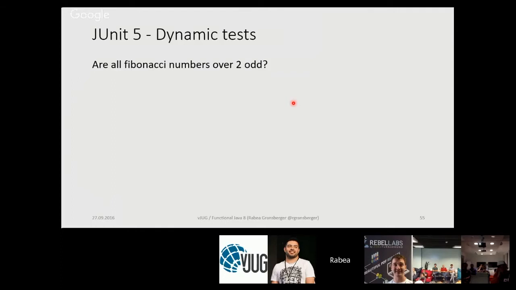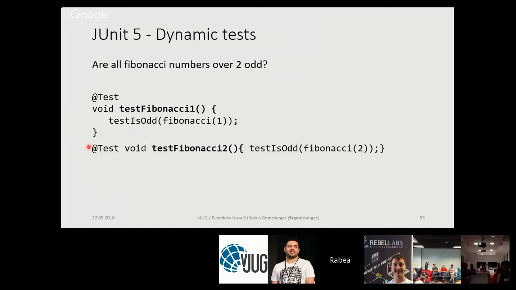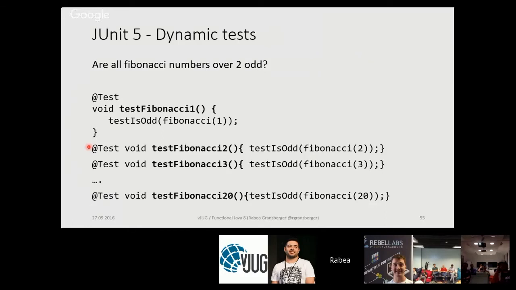So another example: we have the statement all Fibonacci numbers over 2 are odd. So we want to write our test cases for it, and we want to have them for each of the Fibonacci numbers. We want to have a different test case showing up in our IDE. And so we write the first method, like test the Fibonacci number for 1, if this is odd. Okay, that looks good. And then we do it for number 2 and 3 and 4 and 5. So this is very, very boring, right?